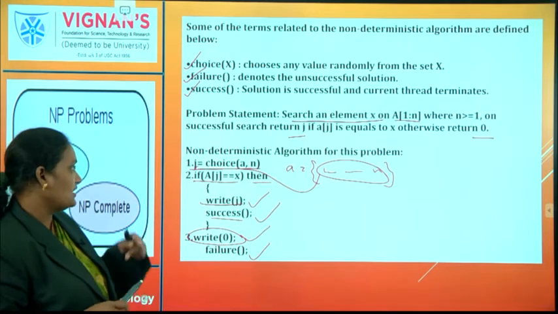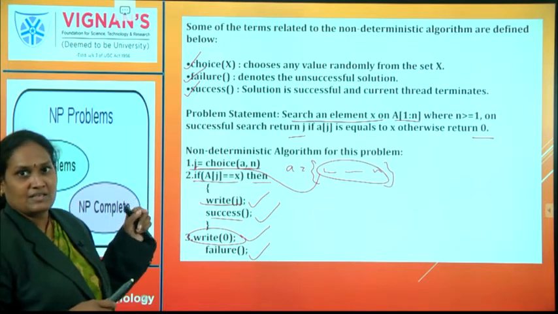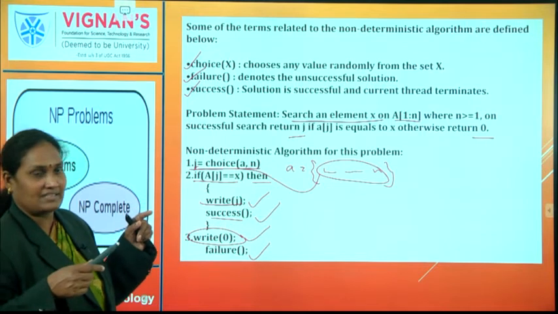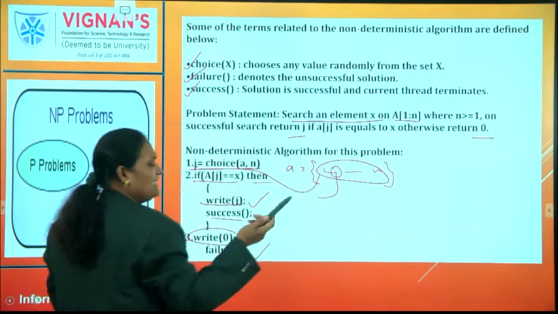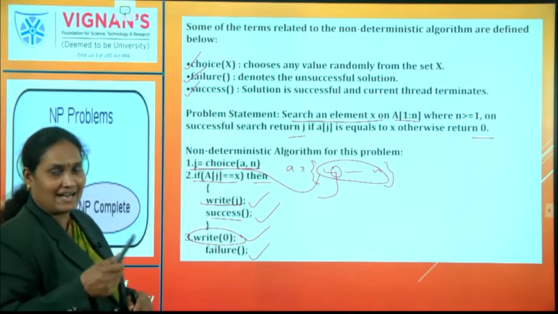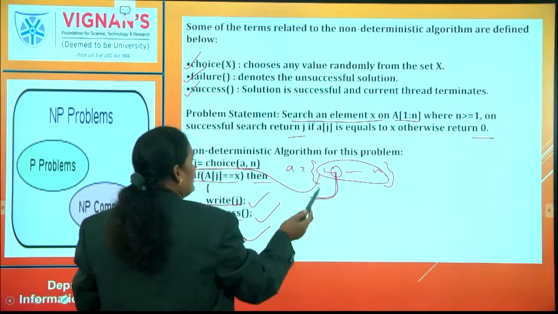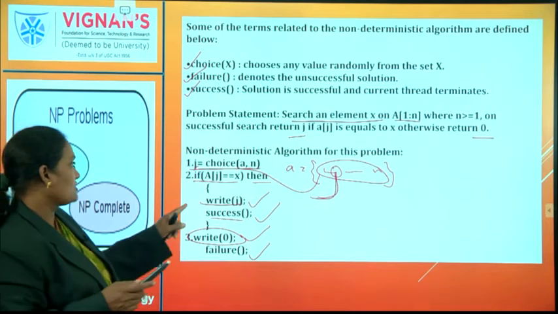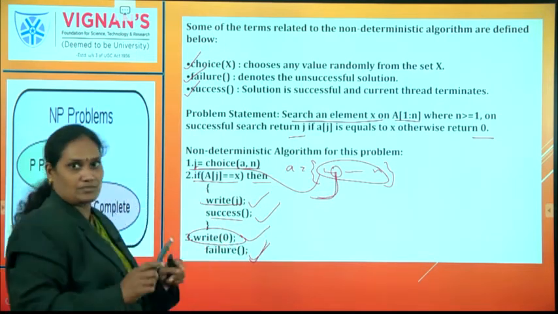You can observe this. Why are we calling this a non-deterministic algorithm? First time you implemented the algorithm, it selected the second value. Randomly it chooses the values; choice is a random function. The second value may or may not be equal to x. If it is not equal to x, in that case it is terminated with failure.